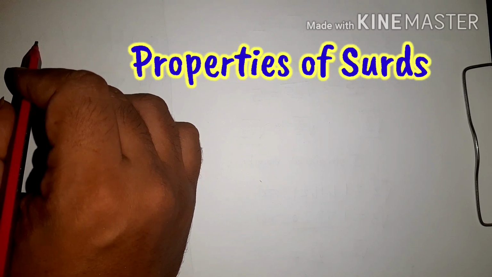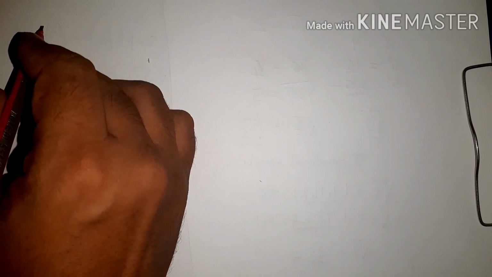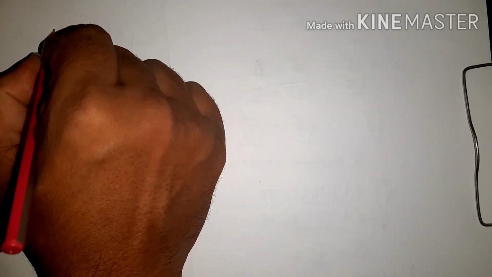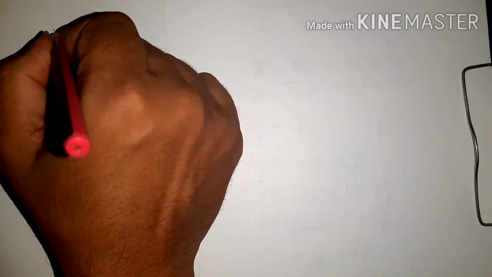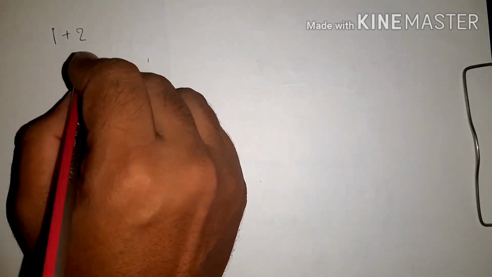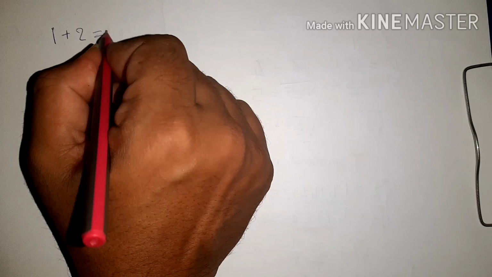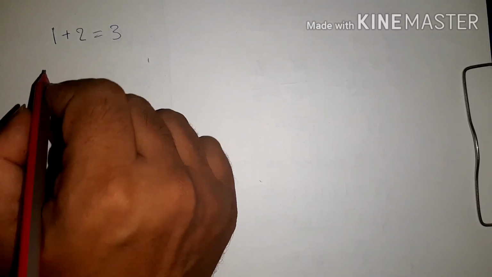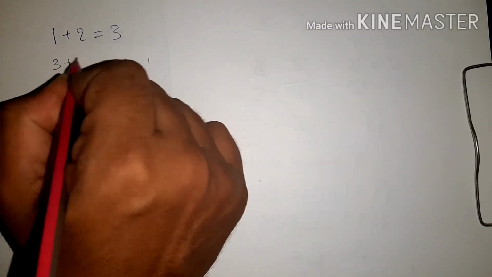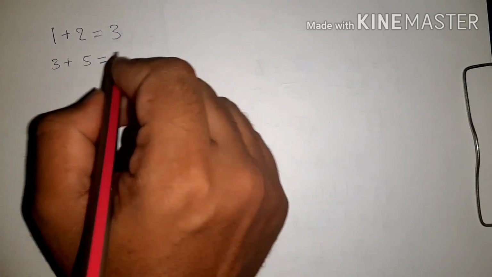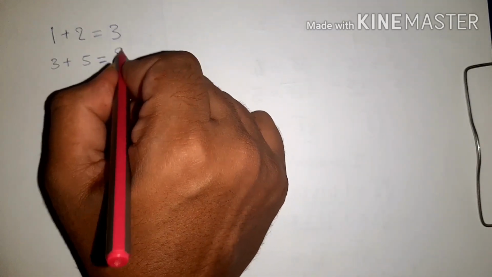Of the properties of surds, and along with that we'll continue simplifying the surds further. Now come on, I'll take, what is the value of 1 plus 2 in simple words? What is the value? 3. Now what is the value of 3 plus 5? It is 8.